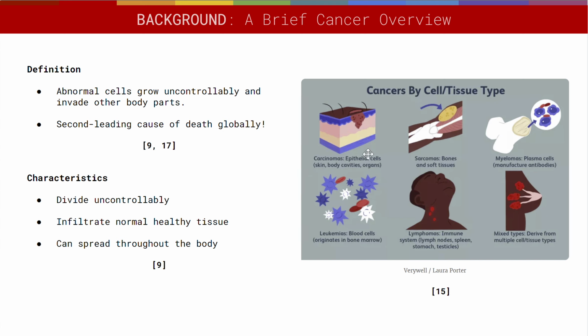And basically they come in different types. Carcinomas are cancers that grow within the epithelial cells, basically on the skin, or more like the lining of the organs. And sarcomas usually develop in the bone and soft tissues, and myelomas usually target plasma cells in the bone marrow. Leukemias are cancers that form within blood cells. Lymphomas, cancers evolving from the immune system, and some mixed types.